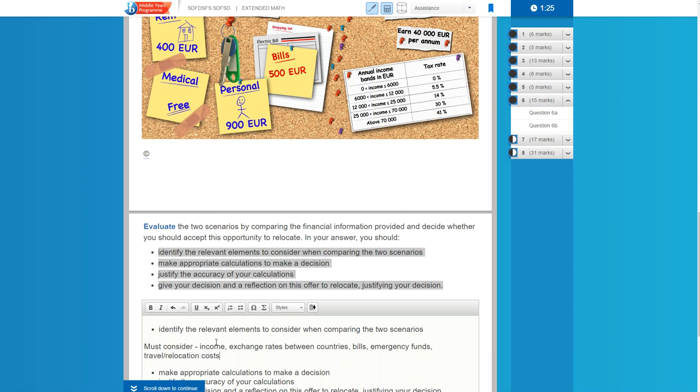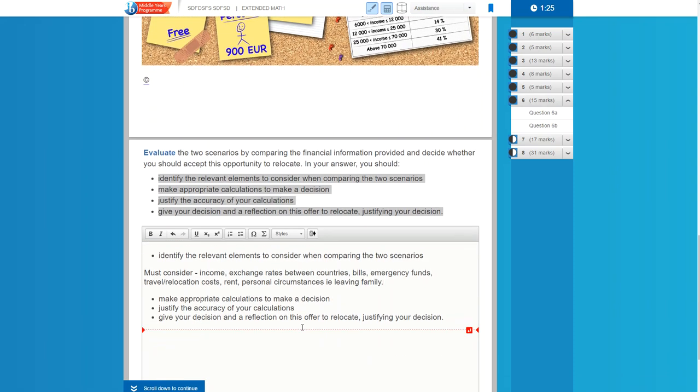Anything else? Oh, personal money. Or rent or something. Yeah, rent. You could also put, even though it doesn't apply to this, personal circumstances, like leaving family, okay? That's all you need, okay? You're not looking for a massive essay here, Jaden, okay? It just has to be short and sweet for 2 marks. Then we move on to the next bit.